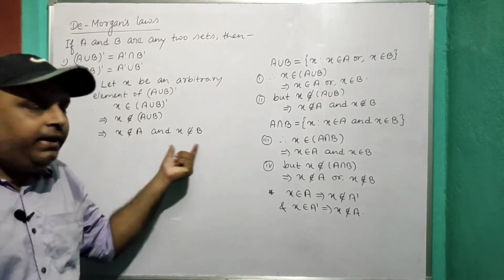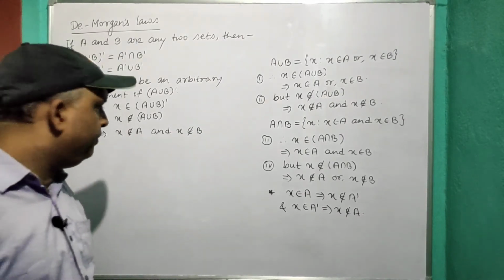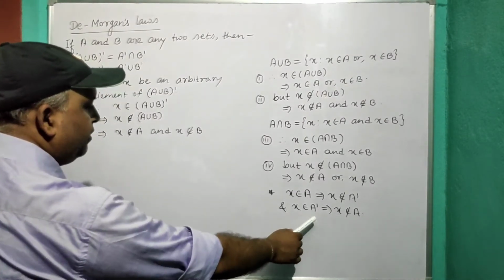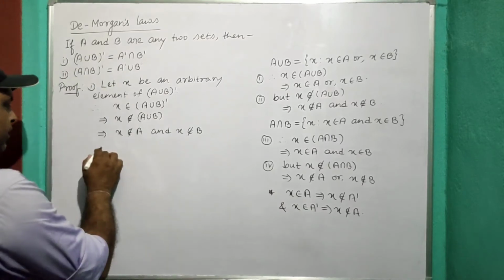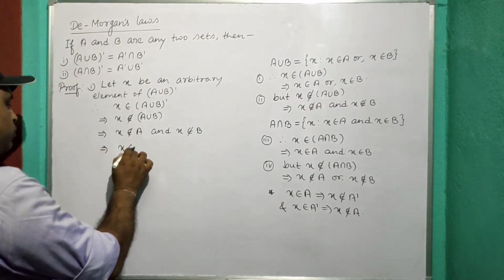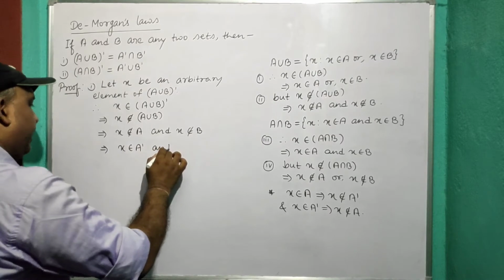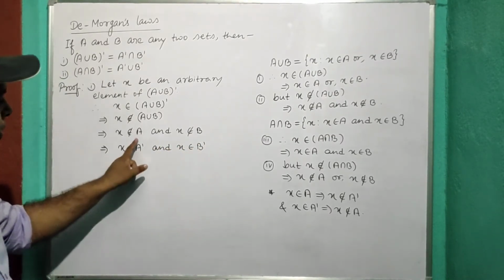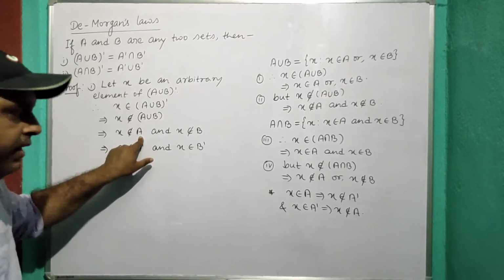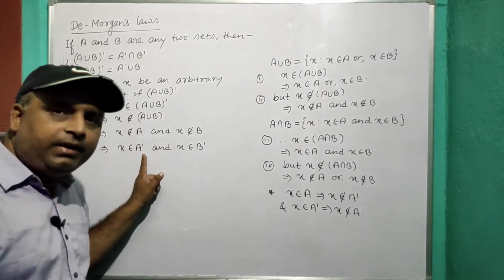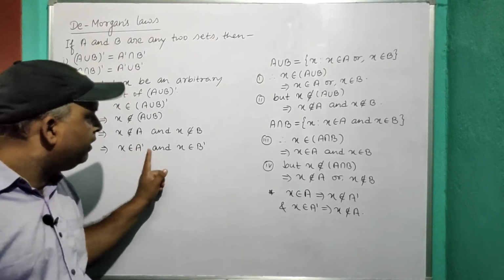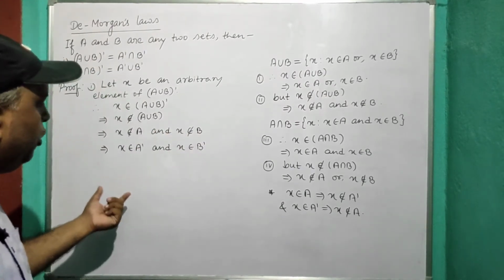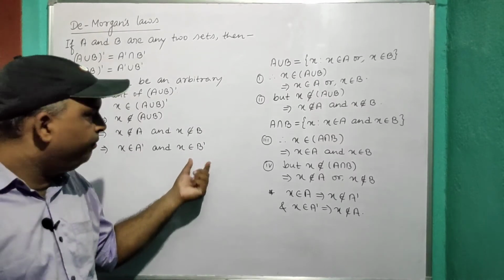अब x A में भी नहीं है, B में भी नहीं है, तो कहाँ पर होगा? So x does not belong to A means x belongs to what? A dash. Okay, so we write x belongs to A dash and x belongs to B dash. Because x is not present in A implies that x is present in its complement, and similarly if x does not belong to set B, it means it belongs to its complement.